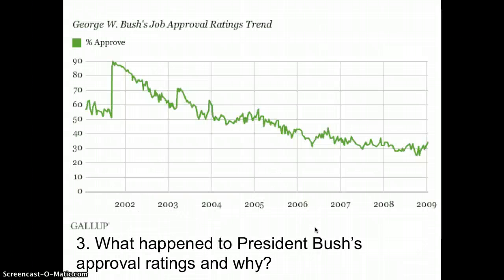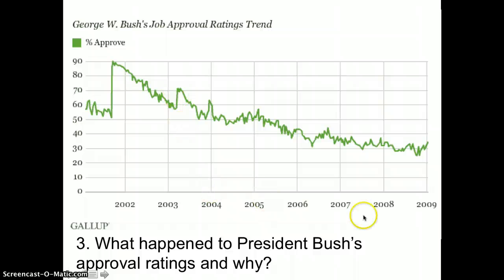Alright, we're now going to look at the relationship between presidential popularity and power. Here we can see George W. Bush, and we can look at what happened to his ratings. So remember what's going on right here, right in the end of 2001, September 2001. And then here, after February 2003, this was the invasion of Iraq.